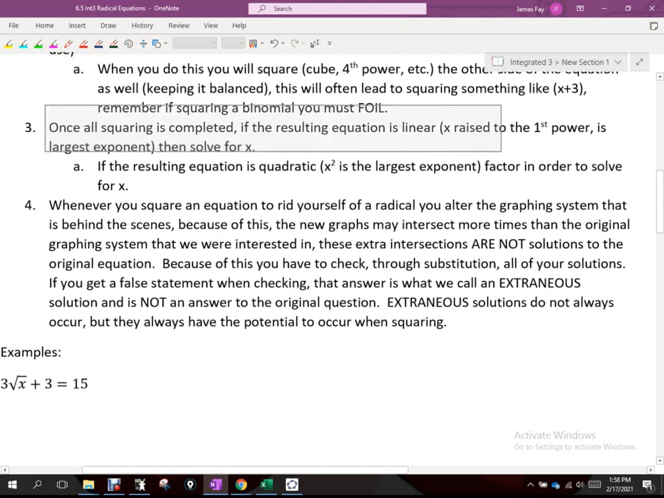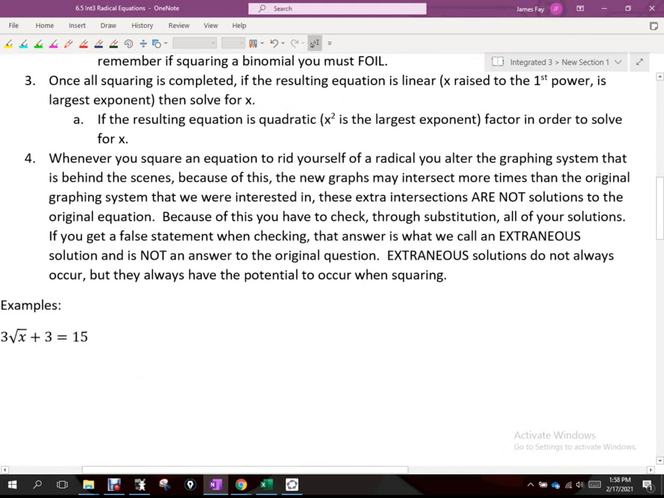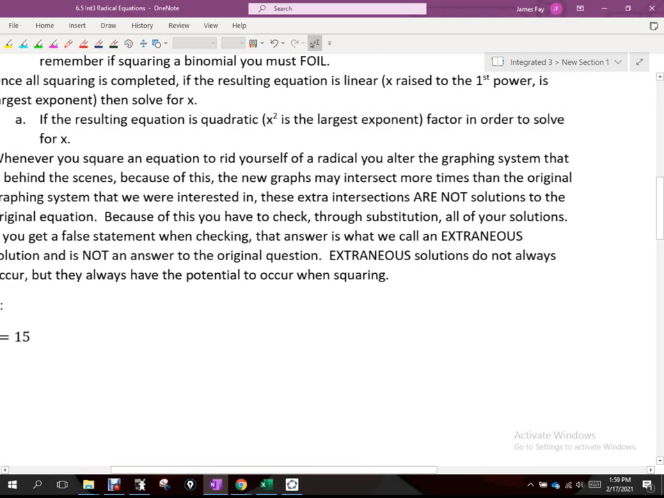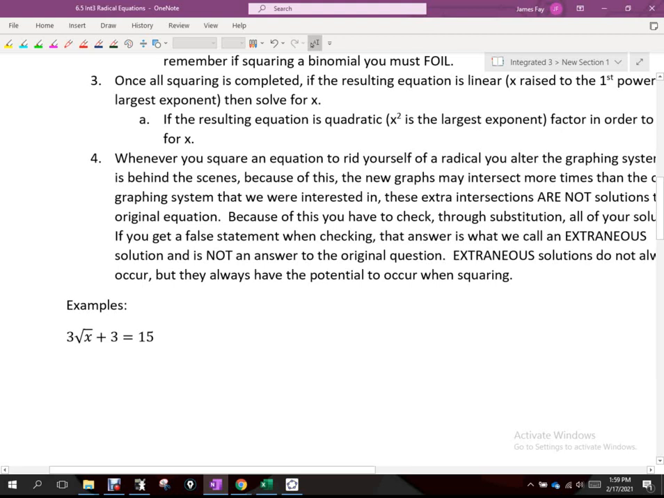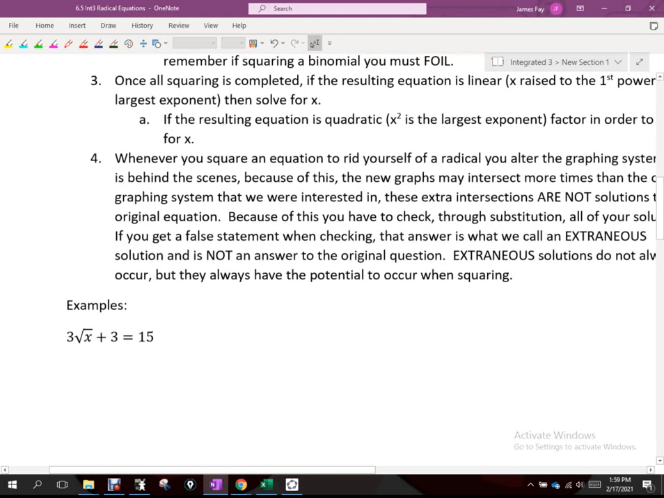Once squaring is completed, if the resulting equation is linear, where the largest x variable has a power of 1, solve for x. If the largest power is x squared, then you have to factor to solve for x. That is generally, I'm not going to say always, but generally part of where you get extraneous solutions. Step 4 says whenever you square an equation to rid yourself of a radical, you alter the graphing system that is behind the scenes.